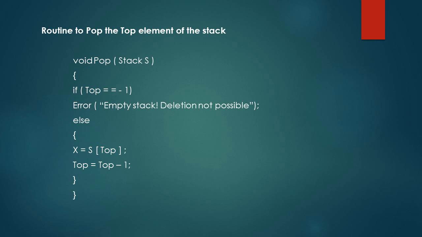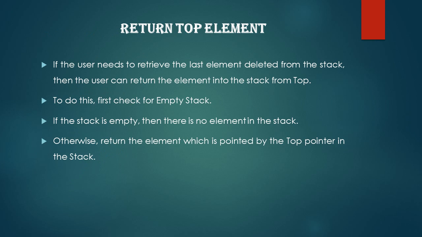Void pop(stack S). If top is equal to -1, error: empty stack, deletion not possible. Else x = S[top], top = top - 1. Return top element. If the user needs to retrieve the last element deleted from the stack, then the user can return the element into the stack from the top. To do this, first check for the empty operation of the stack.